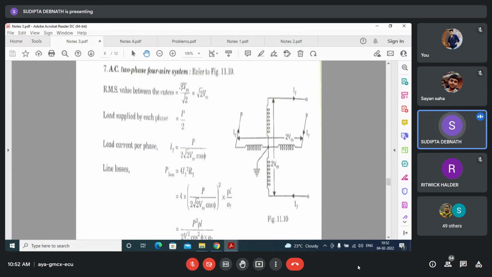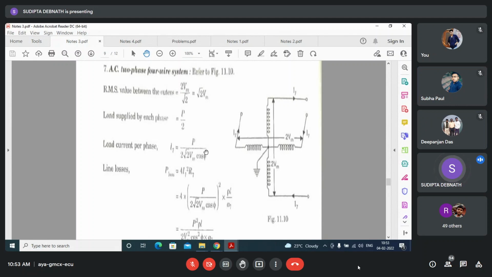Why twice Vm? Because here the voltage is Vm, so this is twice Vm, and this √2 is for converting the maximum value to RMS value. And in this P by 2, this 2 is to convert the total power into per phase power. Any problem here? Understood? What will be the first step? Yes, ma'am.